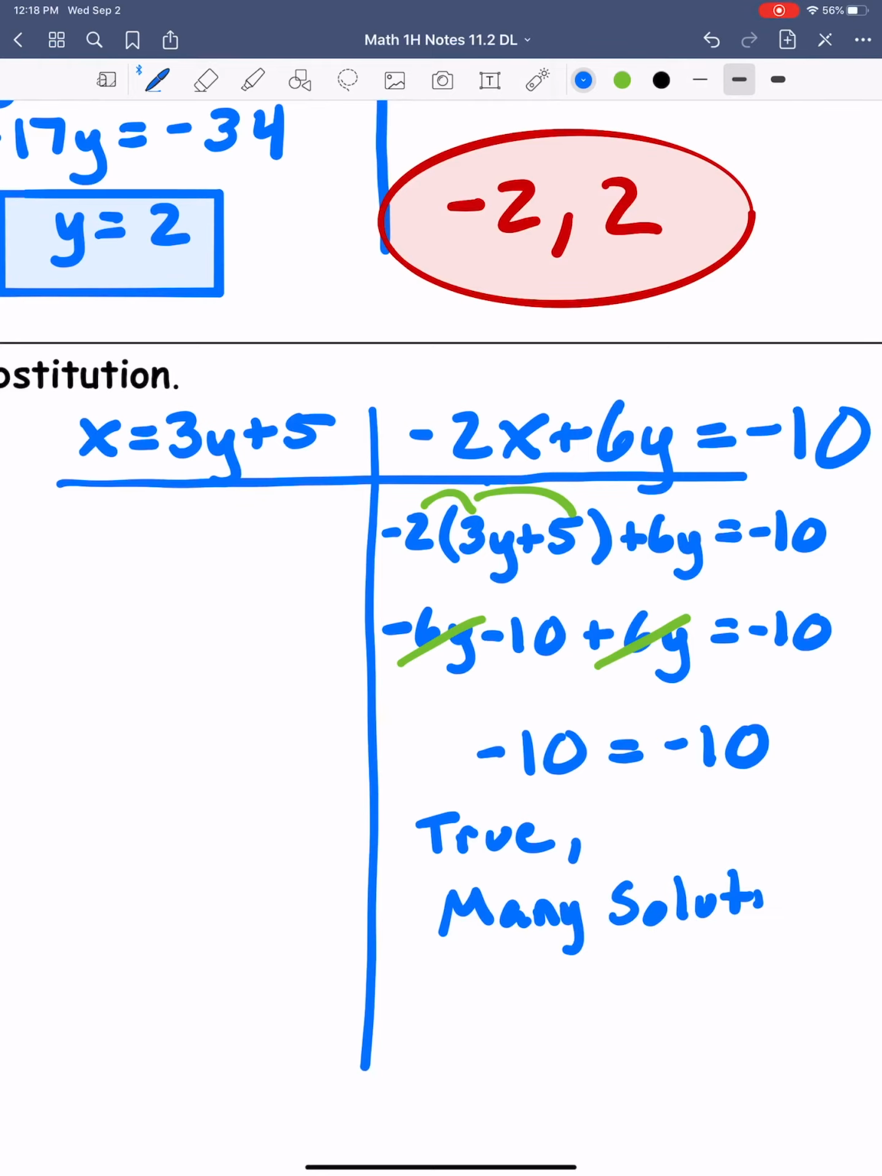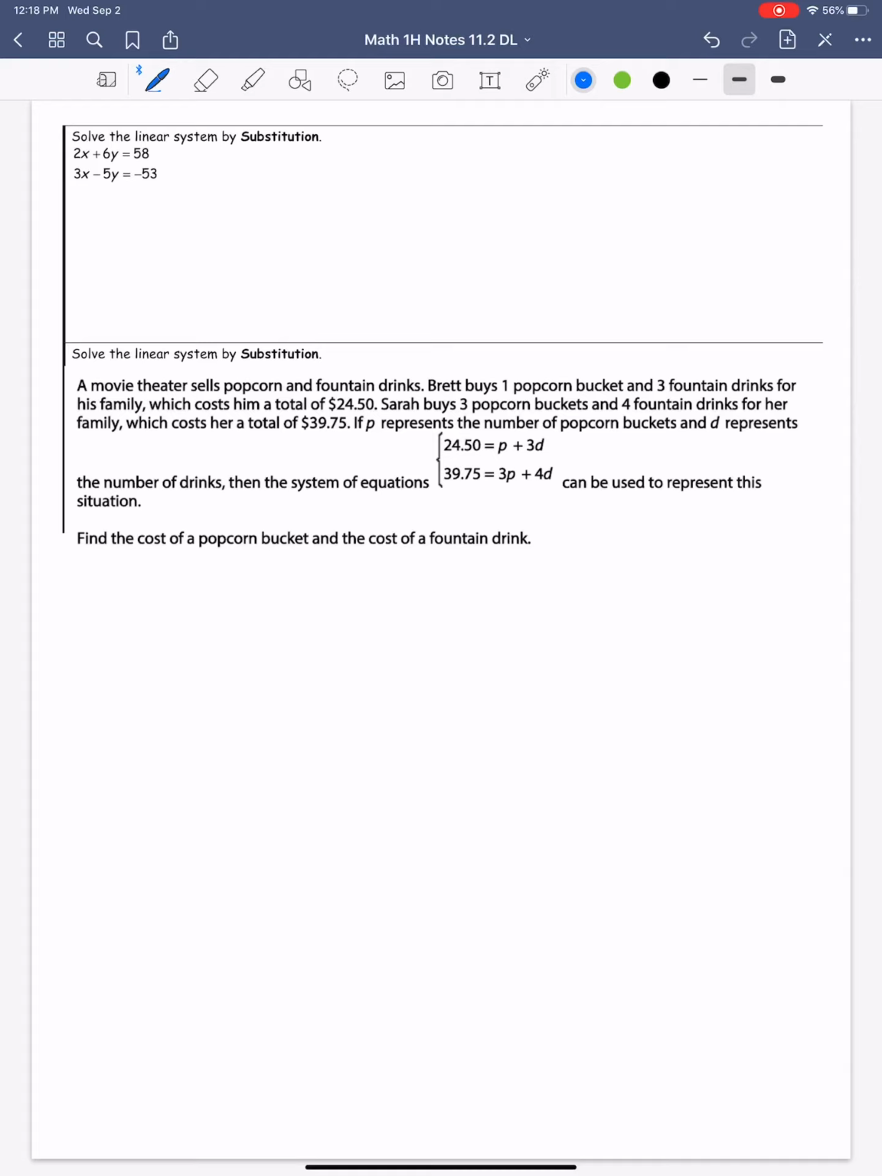And if you were to graph this, hopefully you remember that that means that these two lines would just be laying on top of each other. All right, we'll keep it moving to the next one here.